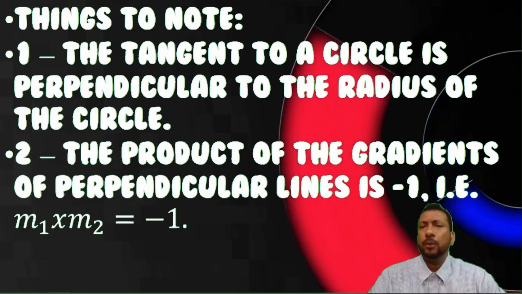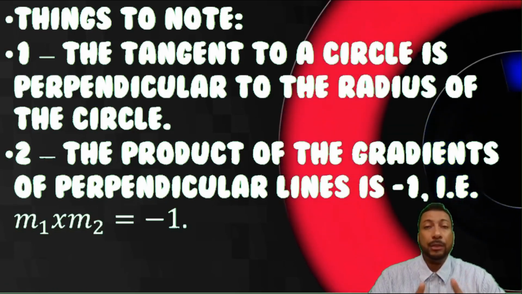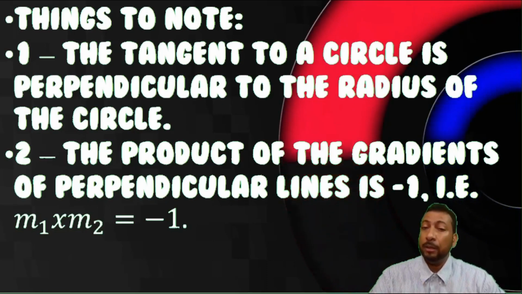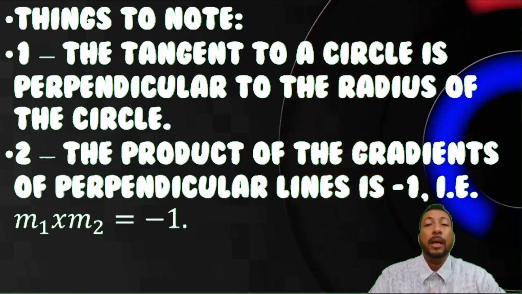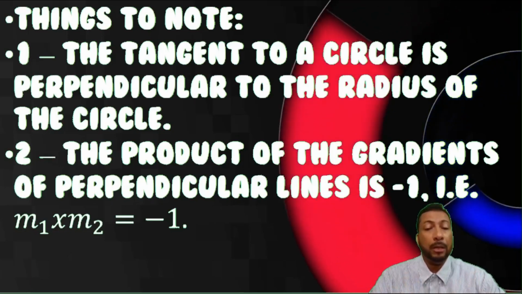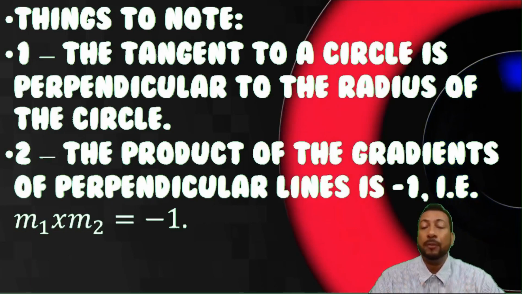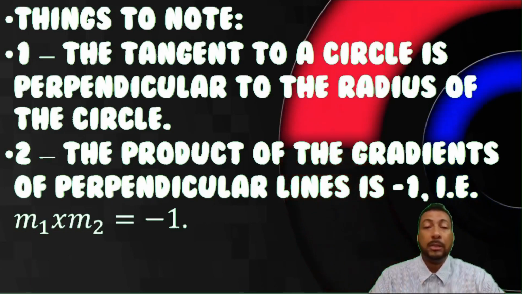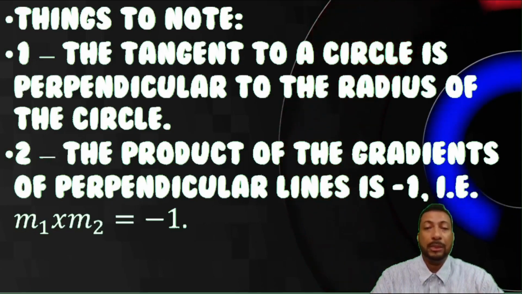A couple things to note. 1. The tangent to a circle is perpendicular to the radius of the circle, and 2. The product of the gradients of perpendicular lines is equal to -1. Or in other words, m1 times m2 is equal to -1.